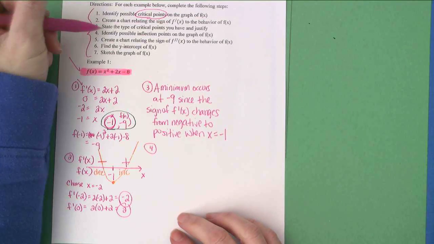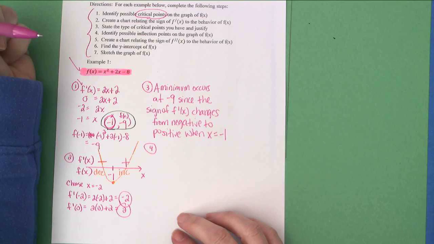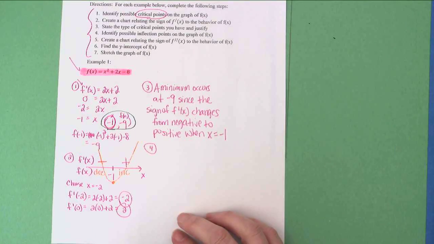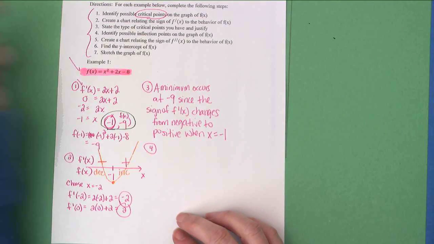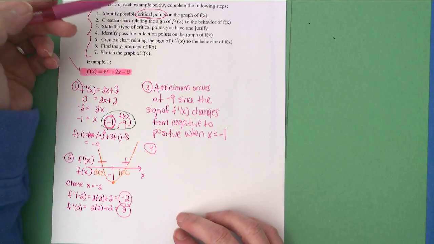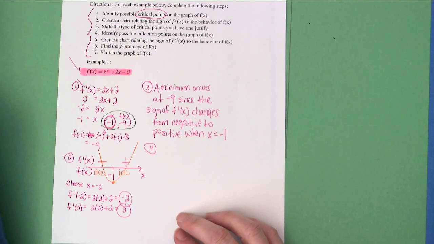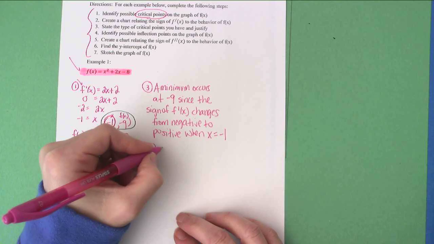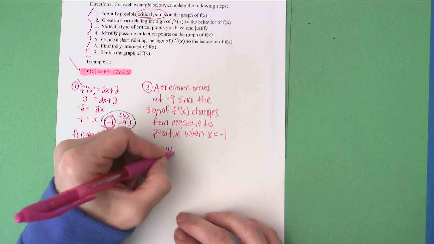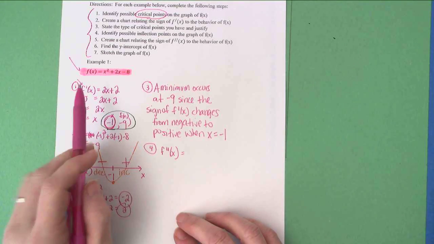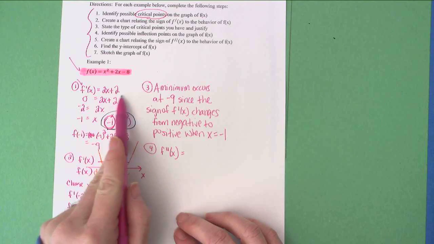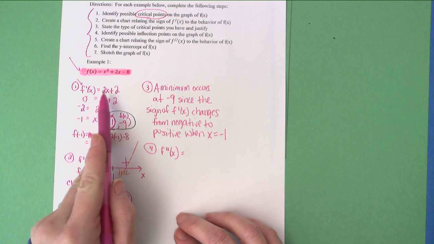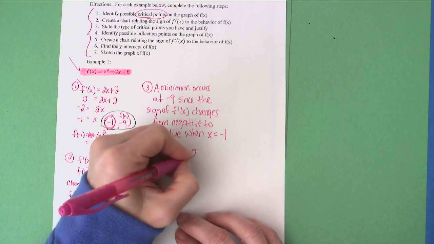Step 4 says identify possible inflection points on the graph of f of x. Now we learned in the previous video that inflection points are determined by the sign of the second derivative. So I am going to do f double prime of x. If I take the second derivative, I'm looking here at the first derivative. The derivative of 2x plus 2 is just the constant 2.